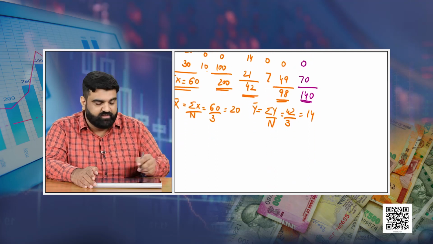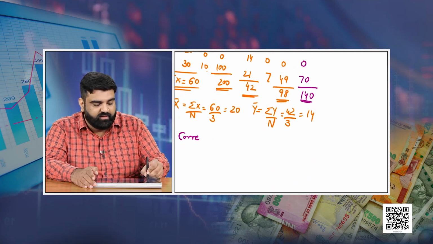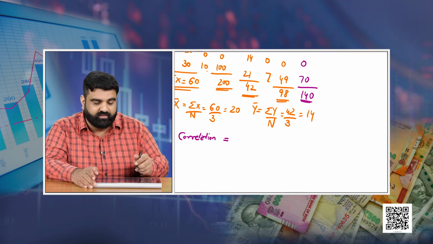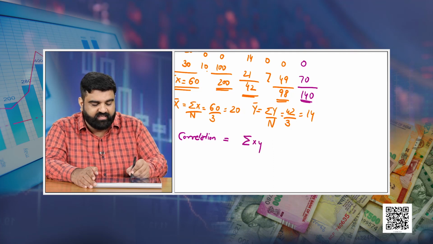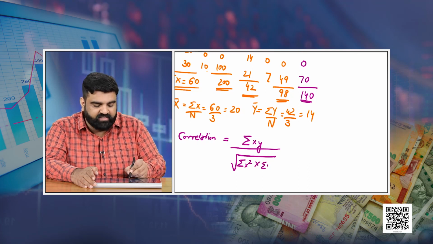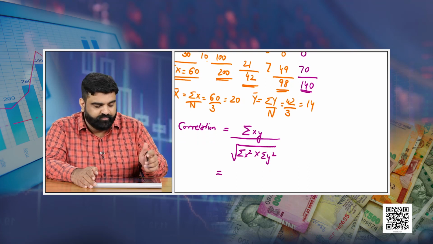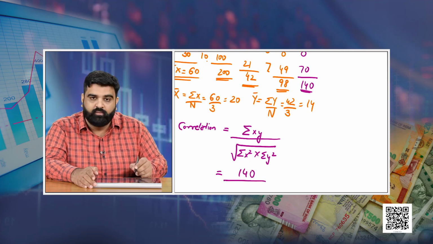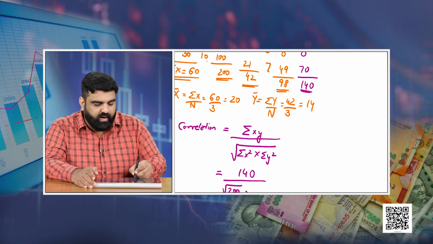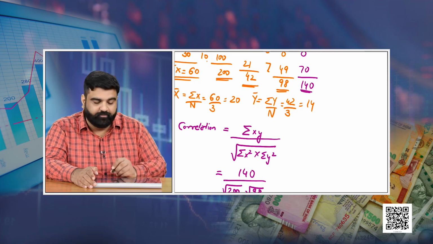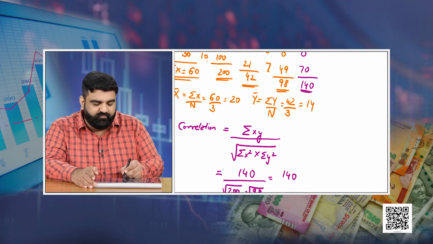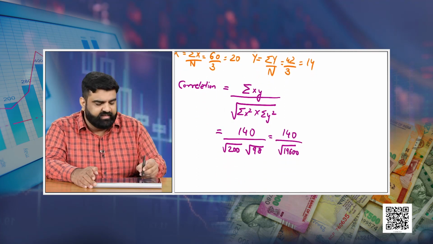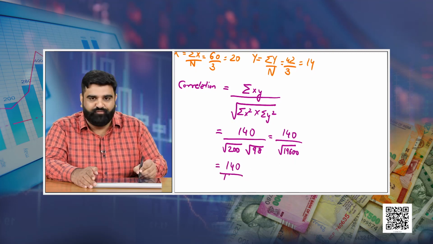Now, let us put these values into the formula. So, we have to calculate the correlation coefficient. The formula, according to our actual mean method, is sigma small x into y upon square root of sigma x square into sigma y square. So, the values will be 140 upon root 200 upon root 98. This will give me a value of 140 upon root of 19,600, and the root of 19,600 is 140 again.